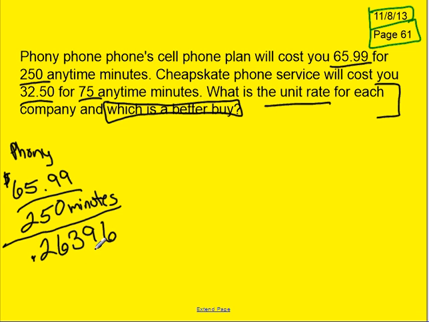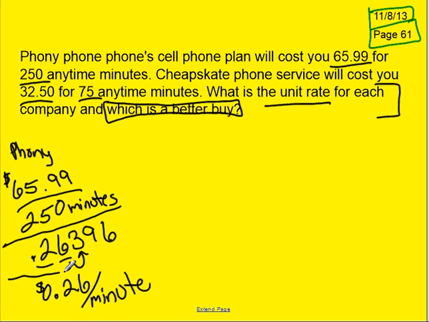Now, do I really need that big of a number? No, I don't. This is dealing with money, guys, okay? And how many decimal places do you have in money? Well, you only have 2. So I'm going to look at my first 2 decimal places, double check that I don't need to round up, but this number is 3, so I can just leave it as is. And it is $0.26 per minute is how much the Phonyphone Phone's company plan is going to charge you.